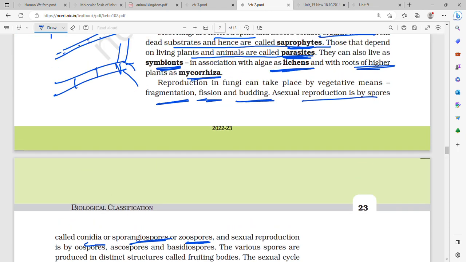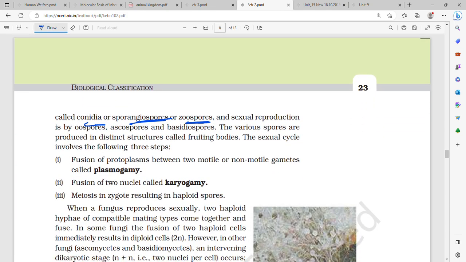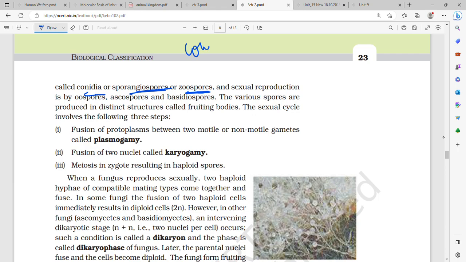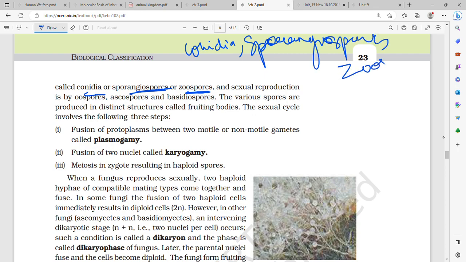So reproduction in fungi can either take place by vegetative means, that is vegetative reproduction by fragmentation, budding and fission, or it can take place by asexual reproduction by spores. What are the asexual spores? Asexual spores are conidia, sporangiospores and zoospore. CSZ. And oospore, ascospore, basidiospore, OAB, for sexual reproduction, sexual spores.